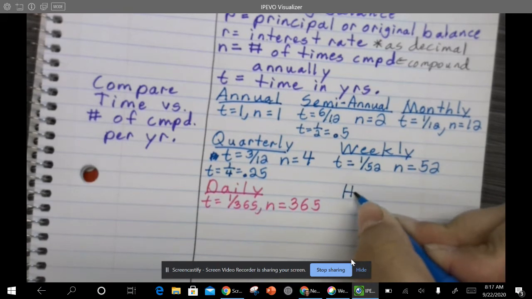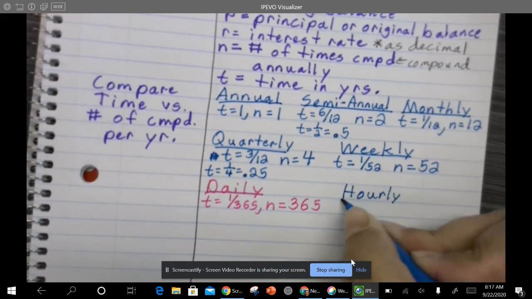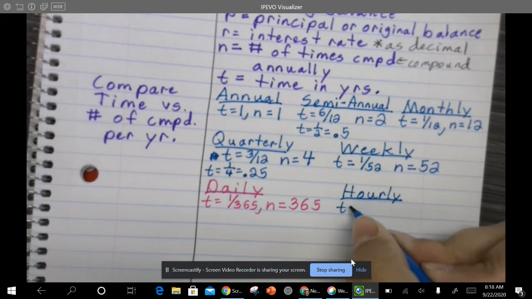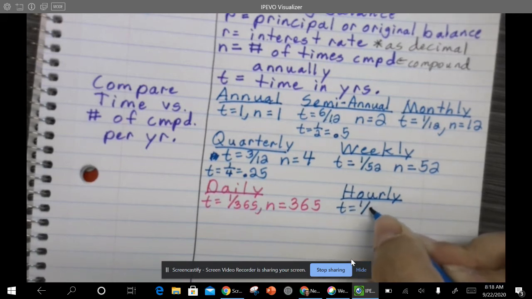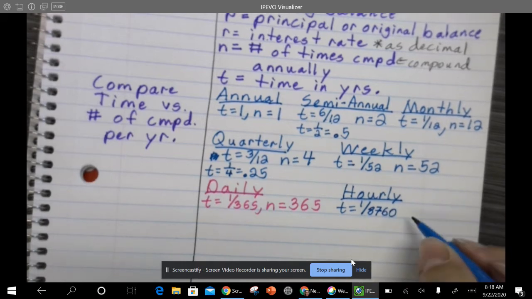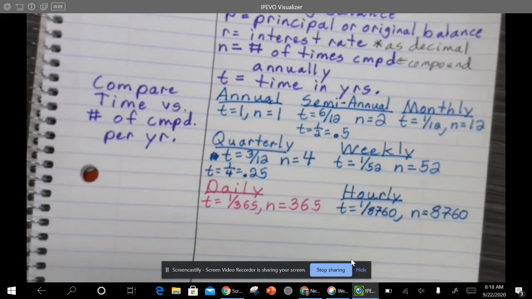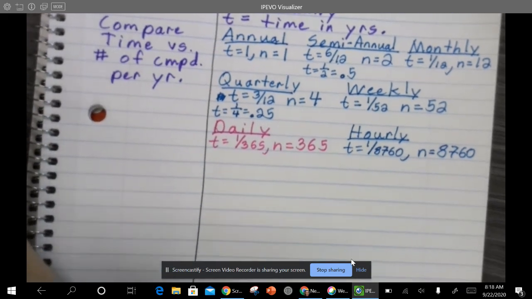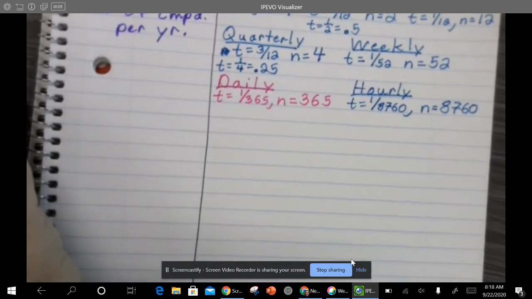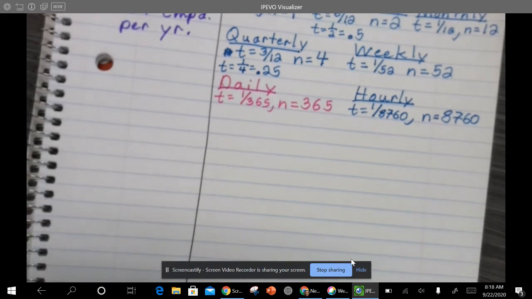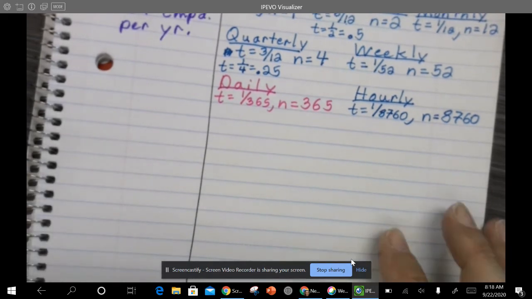If we wanted to know hourly, how much interest we're earning hourly, it'd be 1/8,760, okay? And then n would be equal to 8,760, okay? Okay, everybody, you got this. So let's go ahead and go to the next part. That's not enough hours, but okay. So let's see. Okay.